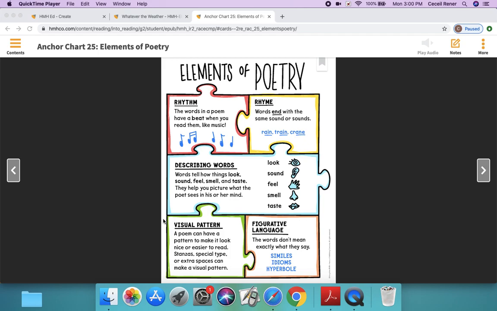So what we're going to do next is we are going to be reading some poems about weather, and those are the Whatever the Weather poems. And I know you're really going to enjoy them. And while we're reading those poems, we're going to be looking for those elements of poetry. We're going to be looking for rhythm, some rhyme, those describing words, which are adjectives, some visual patterns, and some figurative language. Let's see if we can find those elements of poetry in our Whatever the Weather poems.